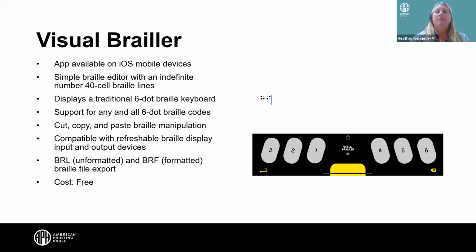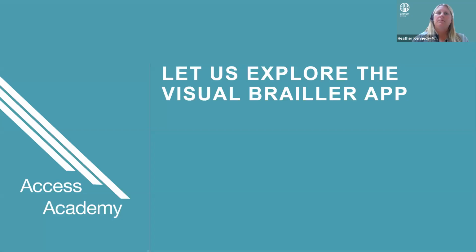It displays a traditional 6-dot Braille keyboard. It supports any and all 6-dot Braille codes. You can copy and paste and manipulate the Braille within this app. You can also pair a Braille display and it will work with a Braille display. When you export your Braille, you can export it in a BRL format, which is unformatted, or a BRF format, which is formatted Braille. Once again, this is only available on iOS mobile devices and is also a free app that we offer from APH. And I am going to turn it over to John for him to demo the Visual Brailler.